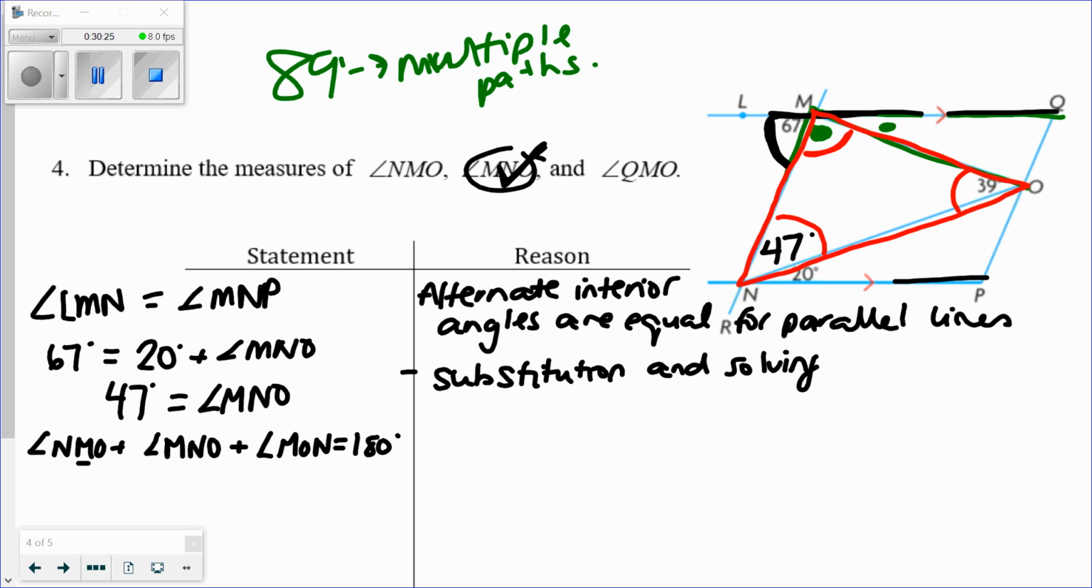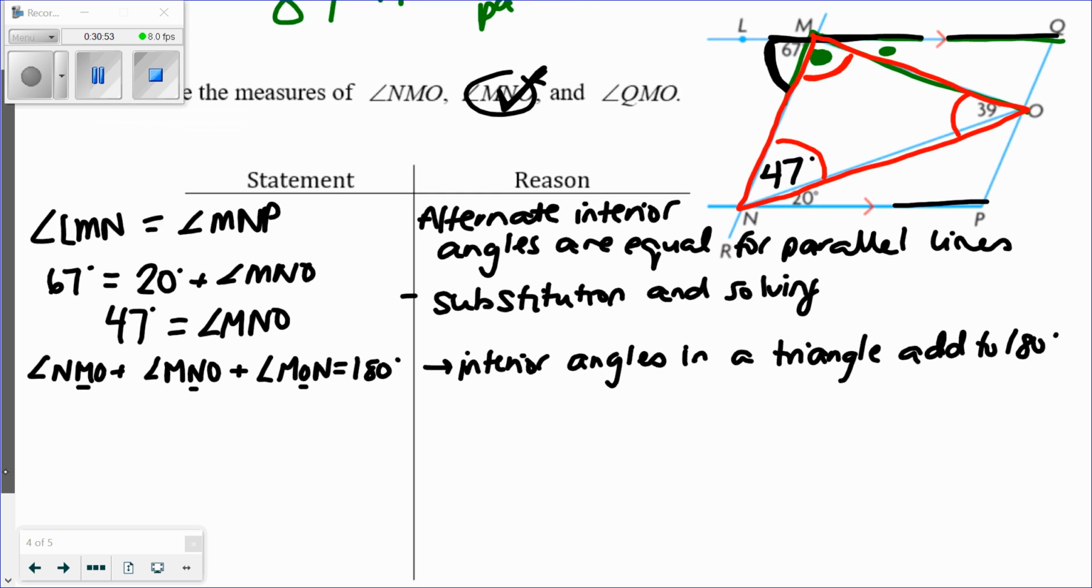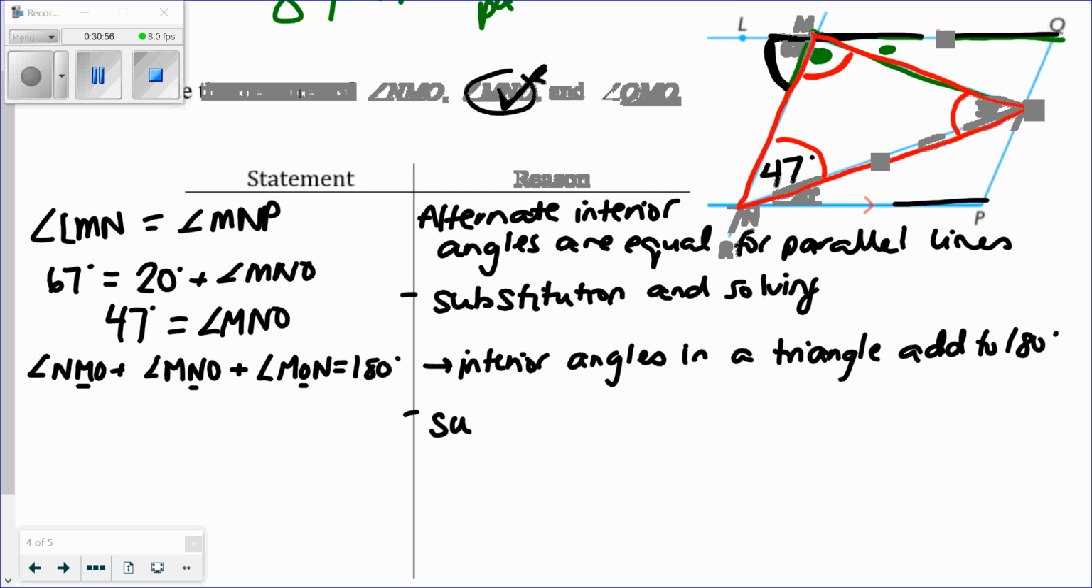That's the angle at M in the triangle, the angle at N, and the angle at O. They add to 180 degrees because the interior angles in a triangle add to 180 degrees. And so now, again, substitution and solving.